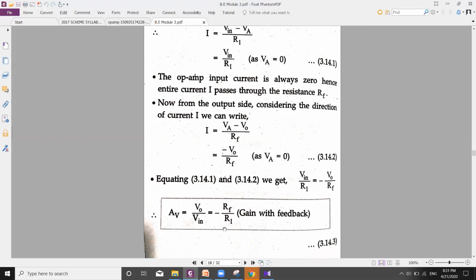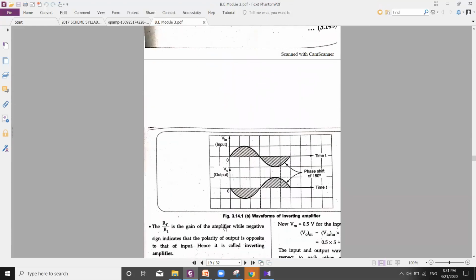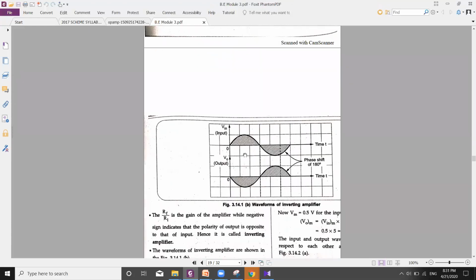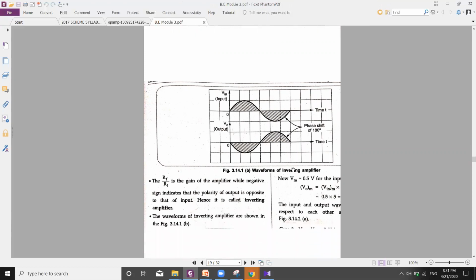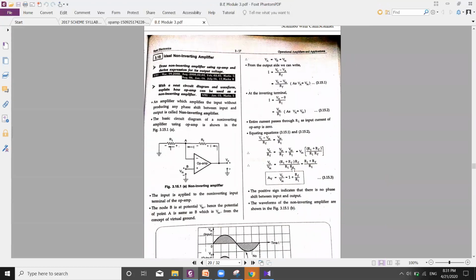The meaning is, here in this diagram, like in this waveform, if this is the input voltage Vin and this will be the output voltage V naught. Fine, you can see the 180-degree phase shifting in the output side over here. So this is all about inverting amplifier.